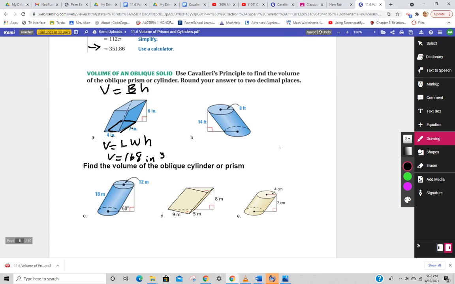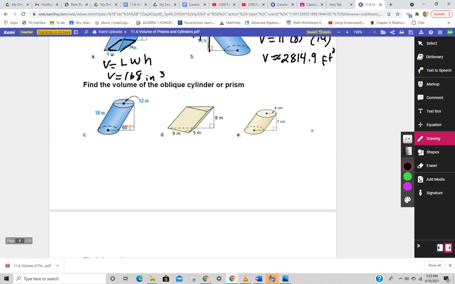All right, let's find the volume of this oblique cylinder. Volume is pi r squared times h. Pi is just pi, and the radius is 8. We'll square that. And the height is outside here. It's 14. So we'll multiply all that out. That's 64 times 14 times pi. And the volume will be approximately 2,814.9, approximately. And that's feet cubed.